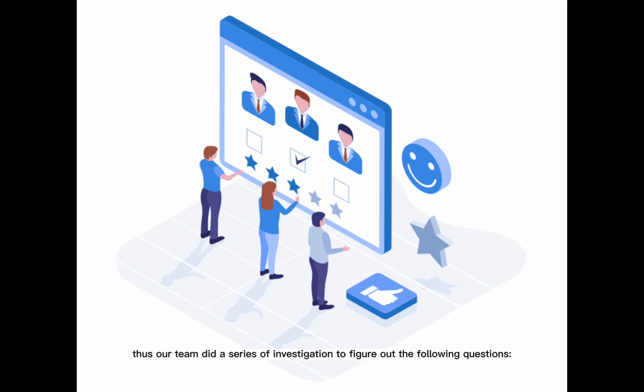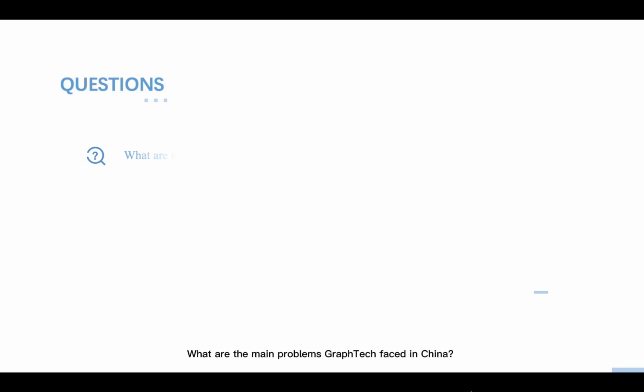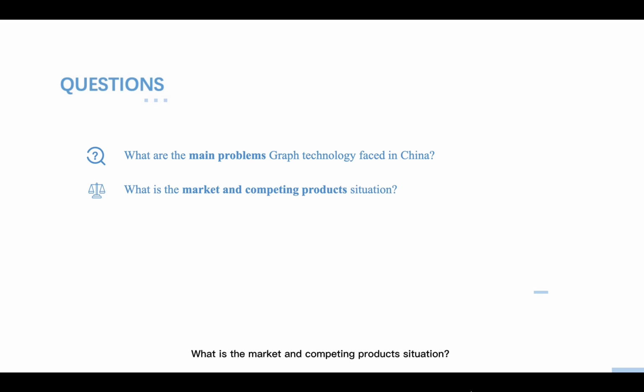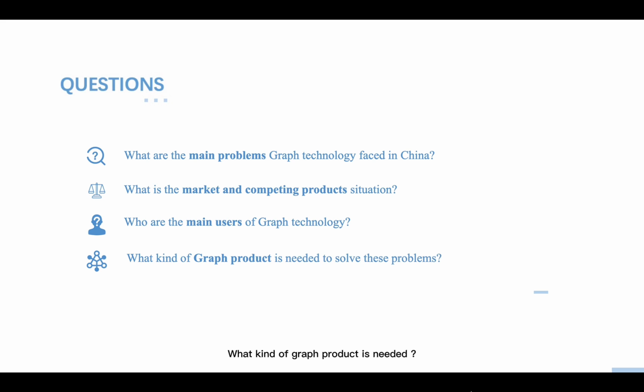Thus, our team did a series of investigations to figure out the following questions. What are the main problems graph tech faced in China? What is the market and competing product situation? Who should be the main users of graph tech? What kind of product is needed?